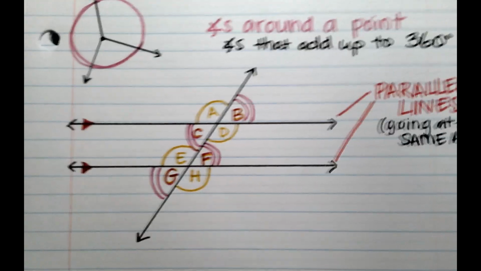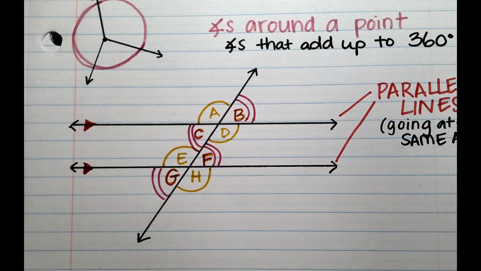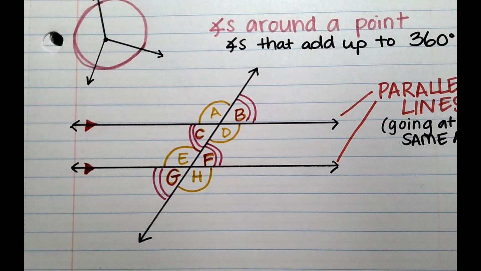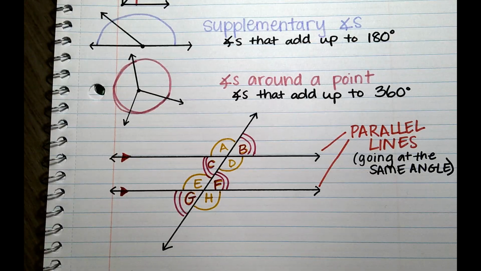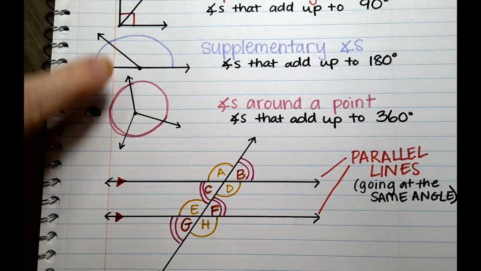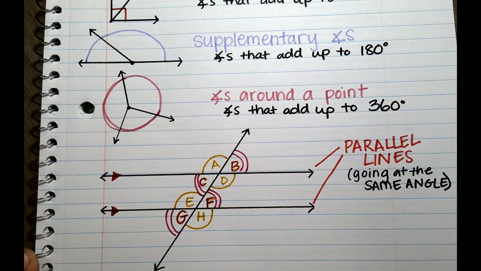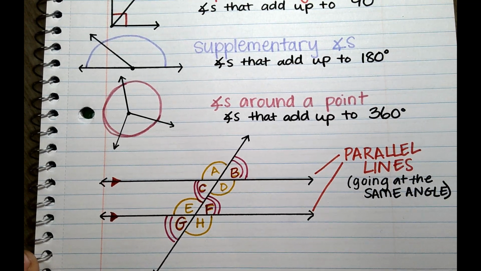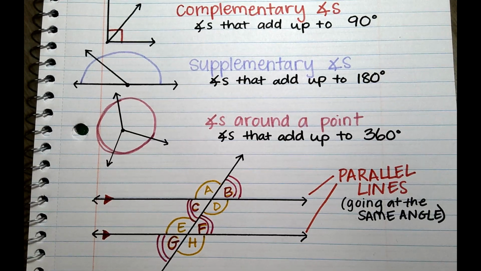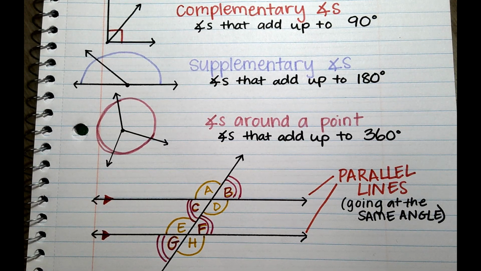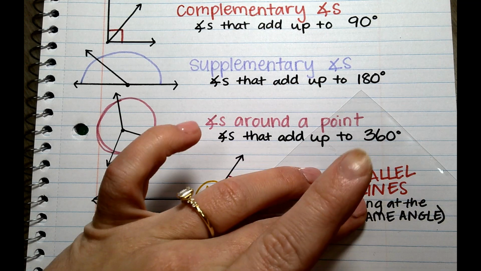Looking a little bit closer at this, I wonder, do we recognize any of these 3 relationships in these 8 angles? Do we see any supplementary angles, any angles around a point, any complementary angles? Supplementary? I think you're right.